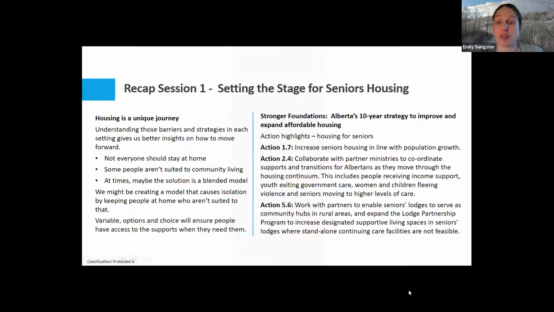So in the first session in our series, which was on February 23rd, we set the stage by looking at why this topic is important, where Alberta seniors live, and what their housing preferences are. Participants also heard how the Alberta Affordable Housing Strategy supports housing for lower income seniors.